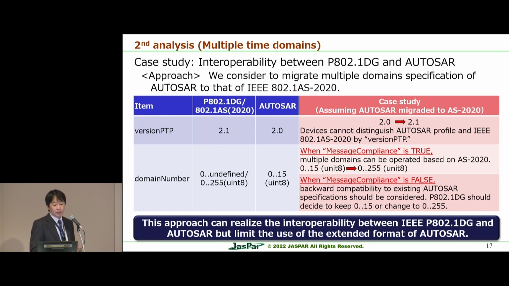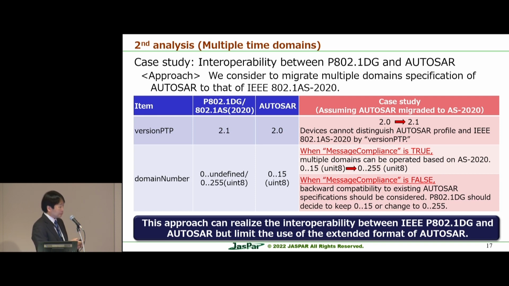Our approach is: if we migrate the multiple domain specification of Automotive to that of AS 2020, what happens? Version PTP is changed from 2.0 to 2.1 by migration. So the concern is that devices cannot distinguish the Automotive profile and AS 2020 by version PTP.